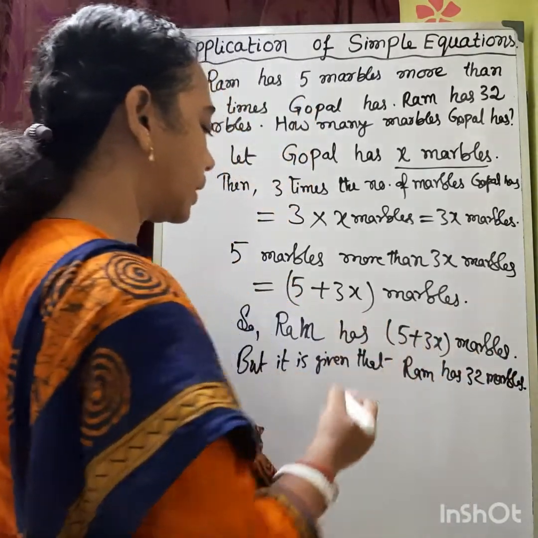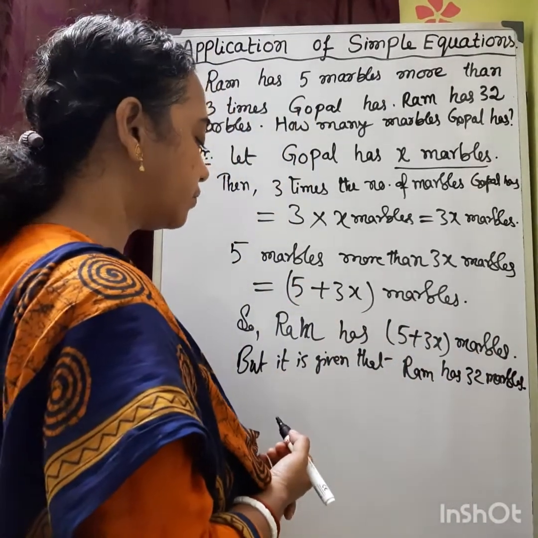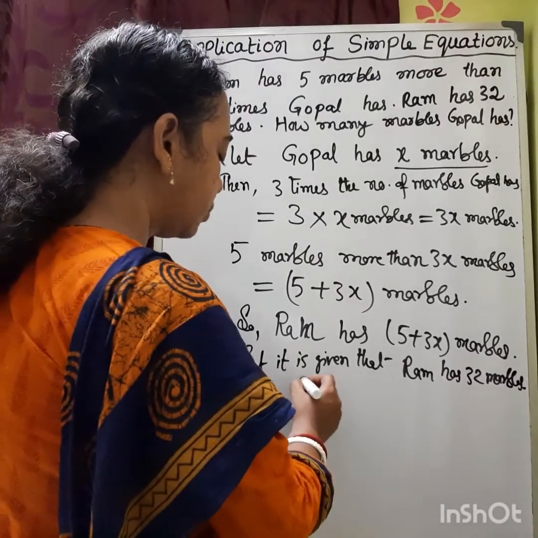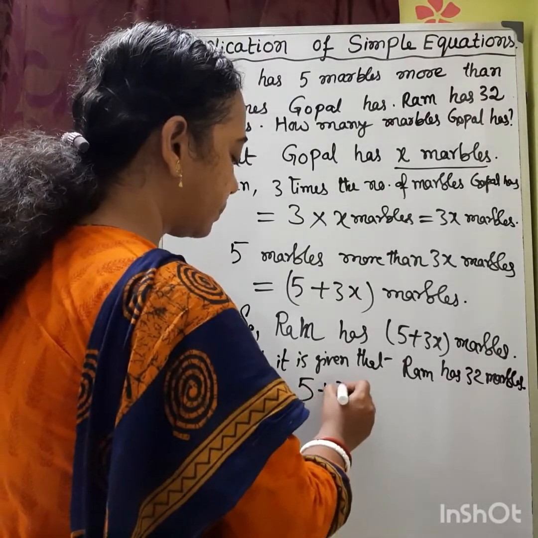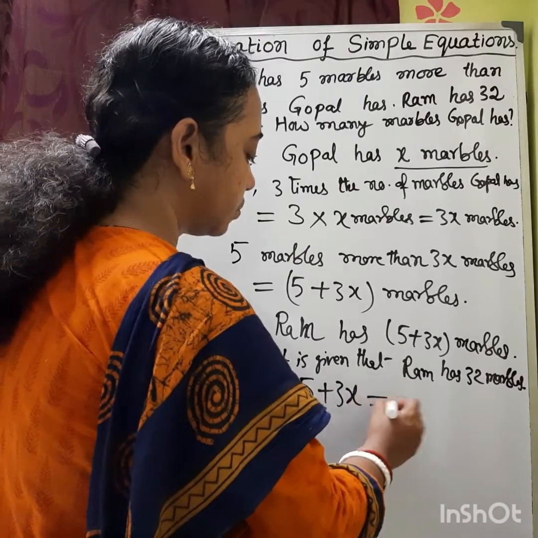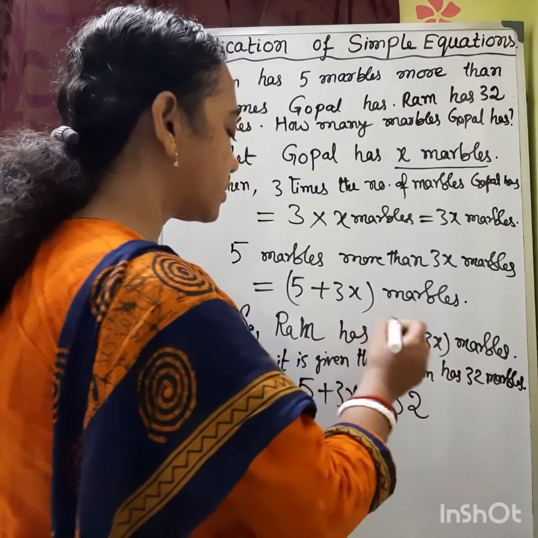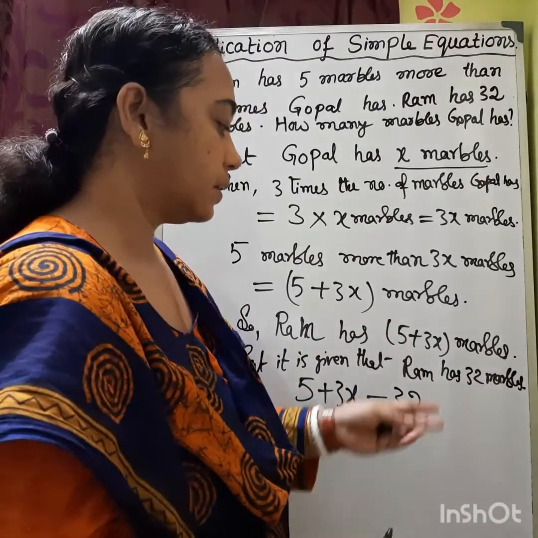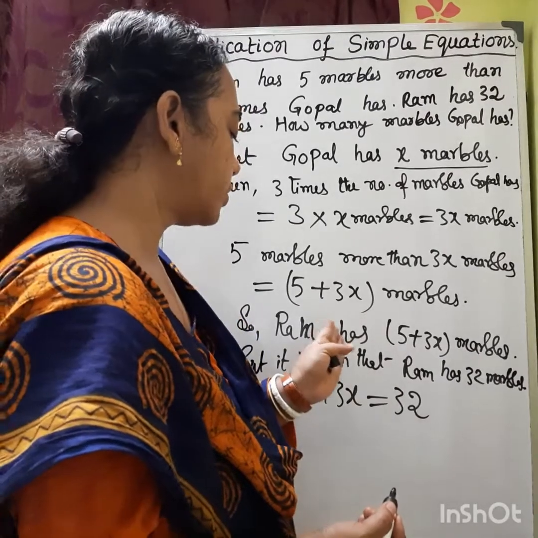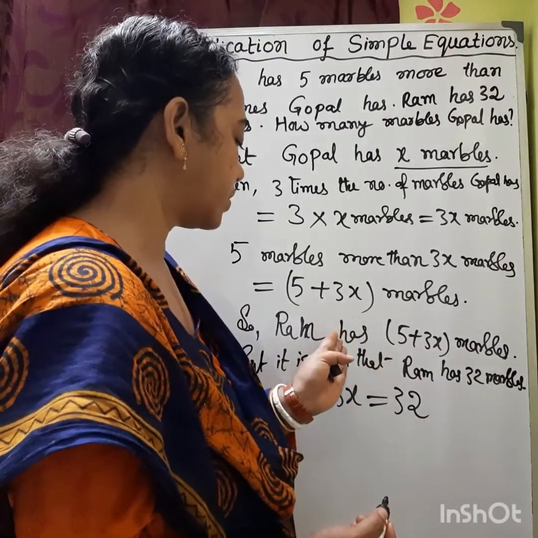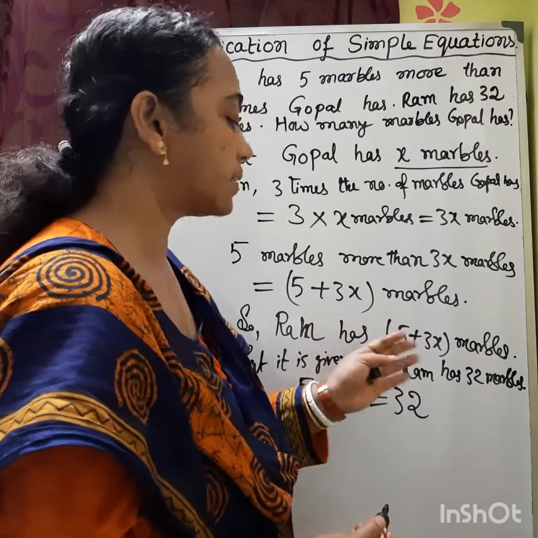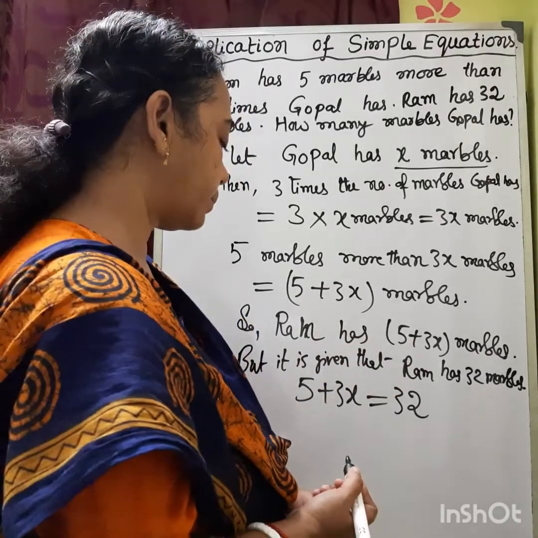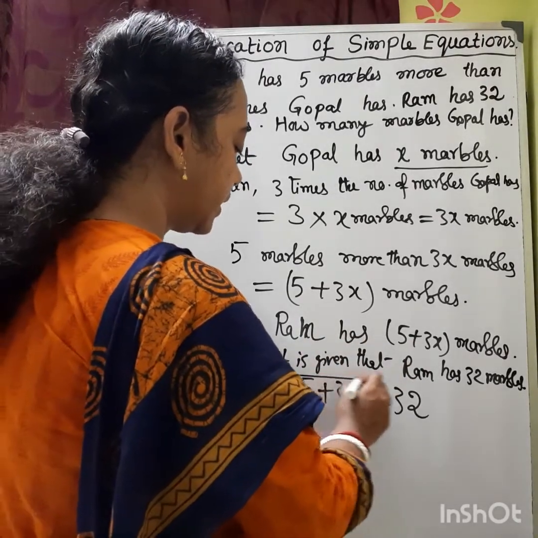So from these two conditions we can get an equation, that is, both the sides we can compare. That is 5 plus 3x number of marbles is equal to 32 marbles, because Ram has 32 marbles. Also we got from the first statement of the given question that Ram has 5 plus 3x marbles. So from these two conditions we are getting an equation.